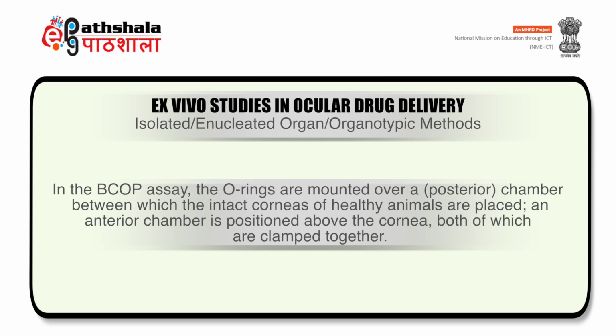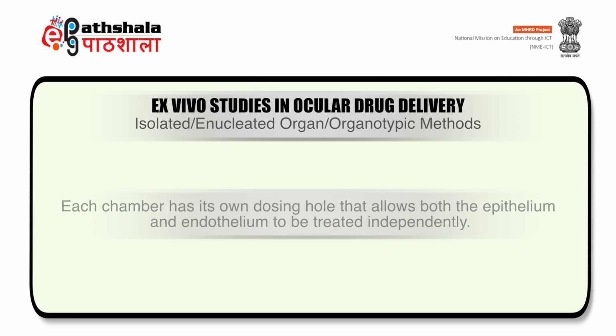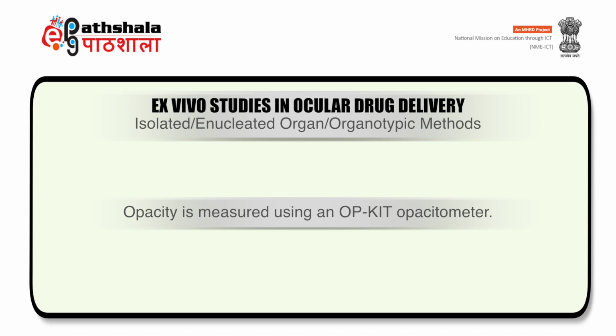In the BCOP assay, the O-rings are mounted over a chamber between which the intact corneas of the healthy animals are placed. An anterior chamber is positioned above the cornea, both of which are clamped together. Each chamber has its own dosing hole that allows both the epithelium and the endothelium to be treated independently. Opacity is measured using an OPKIT opacitometer.